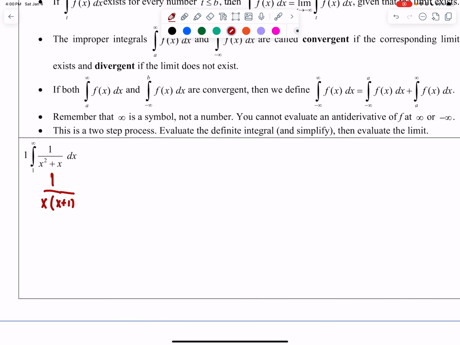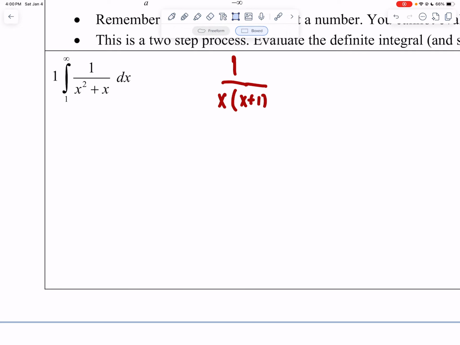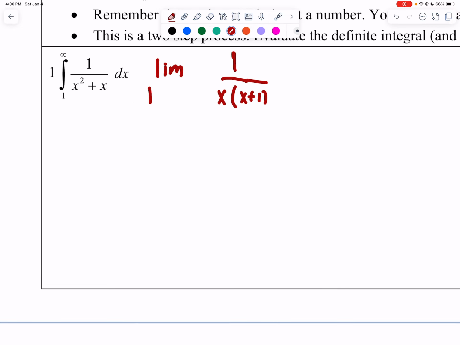So, once again, what we are going to do here is have a variable that represents infinity, in this case t. So I'm going to have the limit as t approaches infinity of the integral from 1 to t of 1 over x squared plus x dx. Notice how here that this requires partial fraction decomposition.